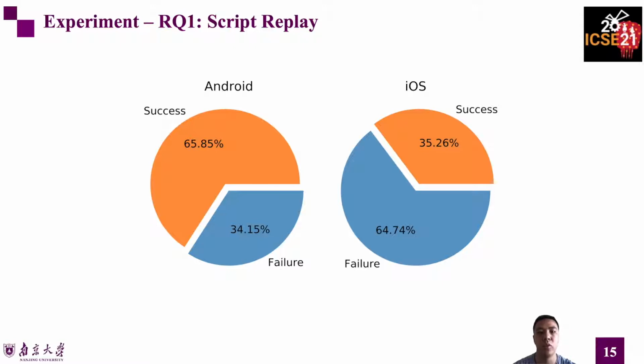To answer RQ1, we recruit 4 senior students in software engineering to organize 105 test scenarios on experimental mobile apps, and record the test scenarios on an Android device. The average replay accuracy of Android and iOS devices are around 65.85% and 35.26% respectively. Though the absolute number is not very high, this work is groundbreaking for cross-platform record and replay.